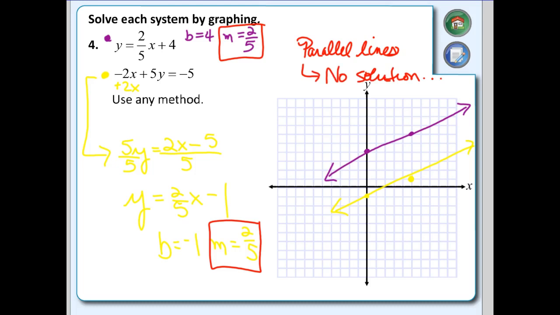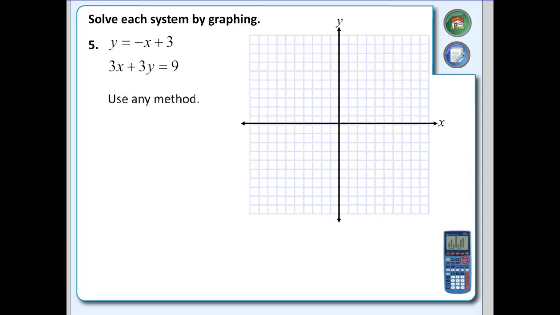Good job. All right, I think we have one more to look at. Let's go to our last set of equations. Here's number 5. Once again, I gave you 2 equations. I gave you one in slope-intercept form, and the other one is in standard form. So let's graph the first one. Here I know that my y-intercept is 3, and my slope is negative 1.